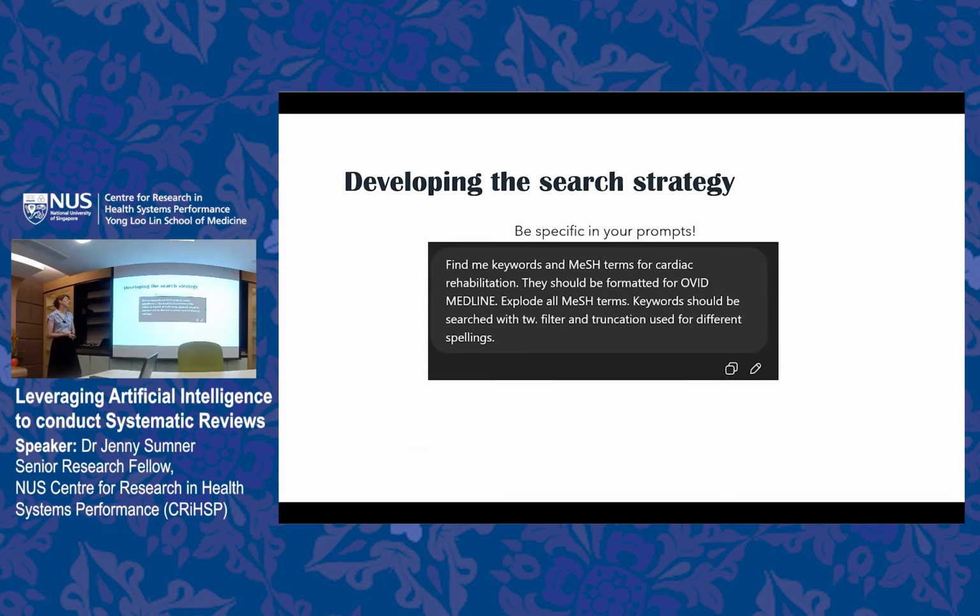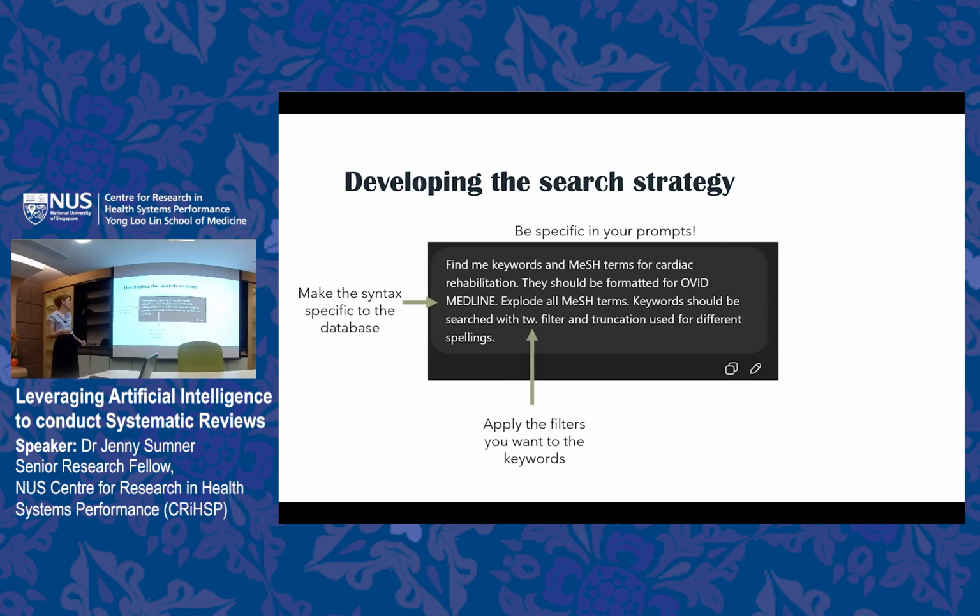So just to give you a few tips on how you could use LLMs to create a more refined search strategy. Make sure you tell it what database you're searching in. Each one of those databases I showed you at the start has a different way of using that syntax. They have different symbols that they use, different functions. So you need to tell it what database you're searching in so it can develop a search strategy that's specific to the database.